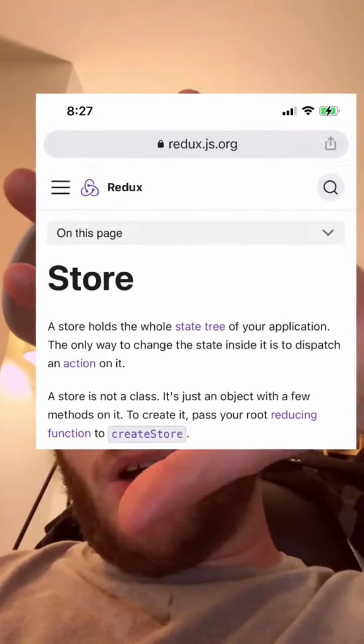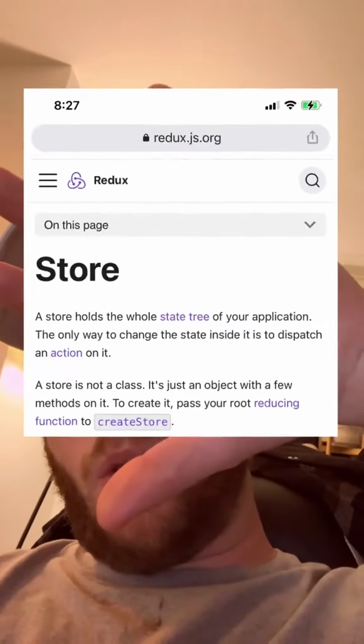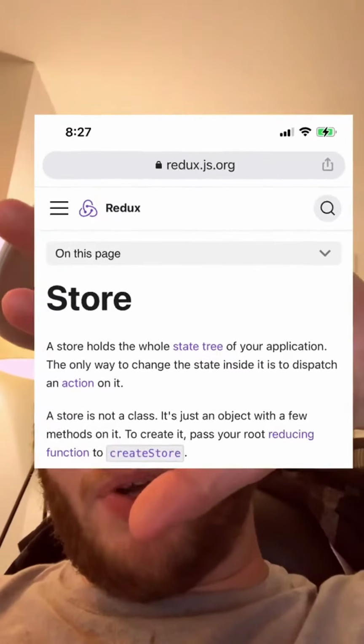Learn React Part 5, let's talk about Redux. Redux is a global state manager that uses a special data structure called a store to manage state. In native React, every component has its own state.